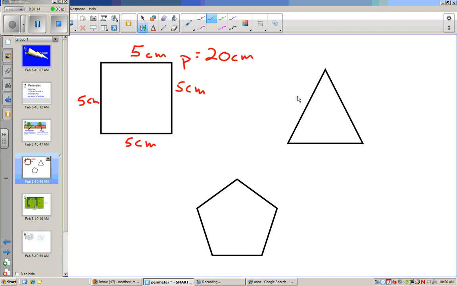Triangle, it works the exact same way. If each of these sides were 7, we would just add up these 3 sides. So we could do 7 plus 7 plus 7 equals 21. Or if you know they're the same, we could just do 3 times 7 equals 21. And we found the perimeter.